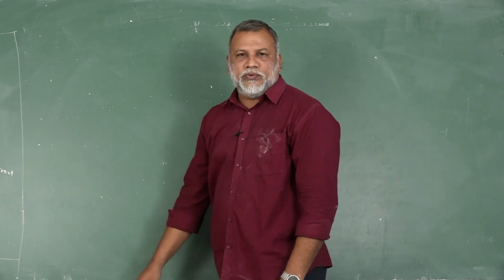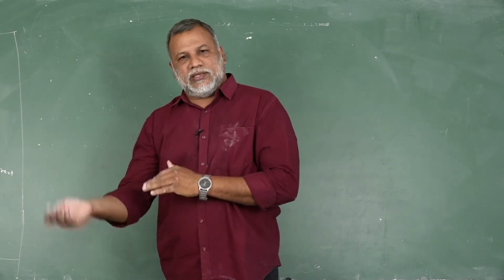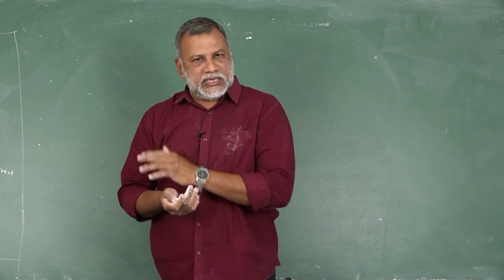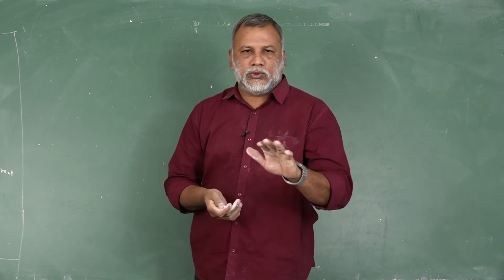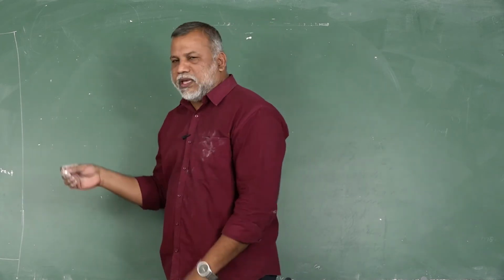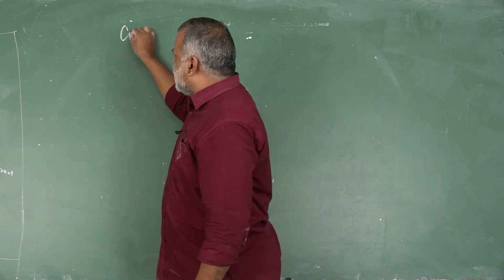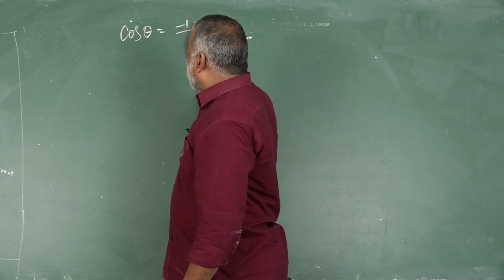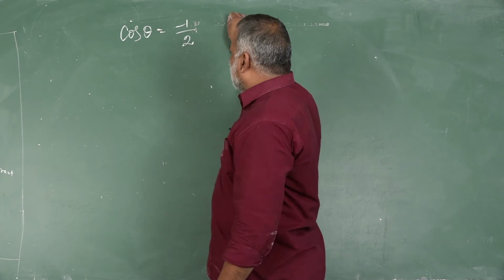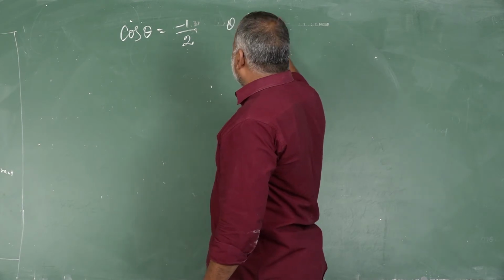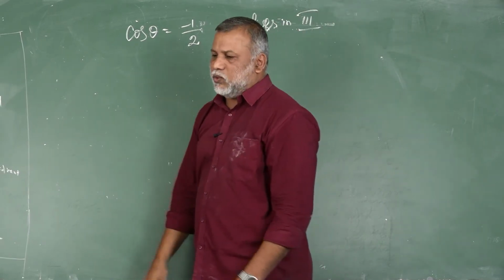Listen, students. So far we discussed theta lying in the first quadrant, and also in the second quadrant. One more sum, we discussed theta lying in the fourth quadrant. Now take an example. Theta lies in the third quadrant. Consider cos theta equal to minus 1 by 2, with theta in the third quadrant.